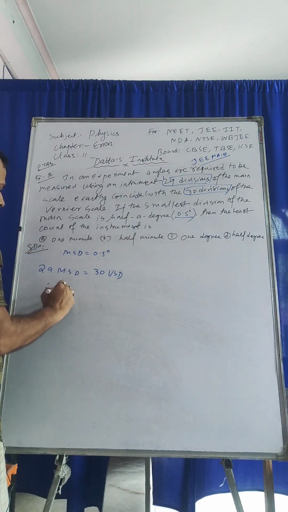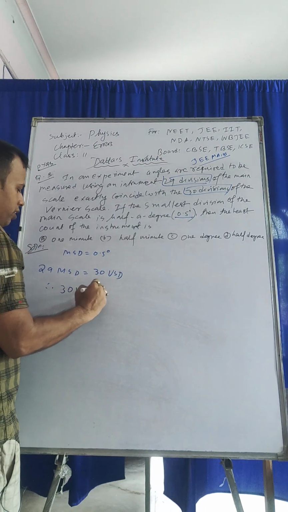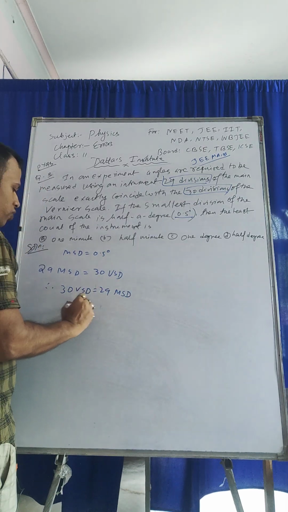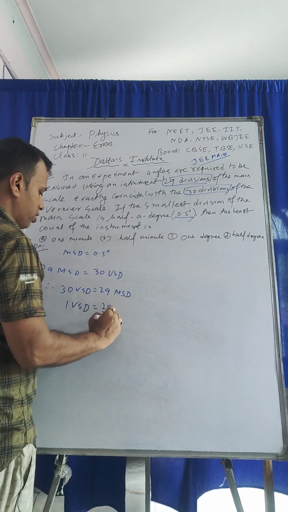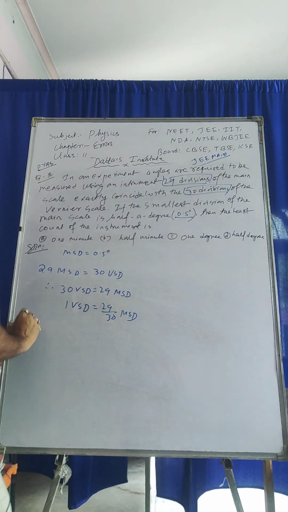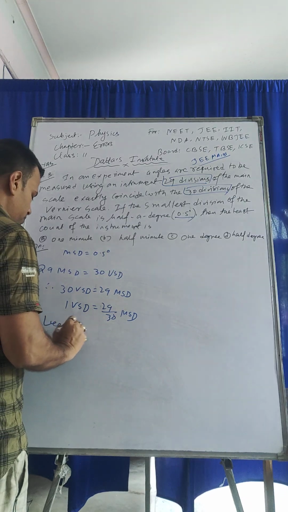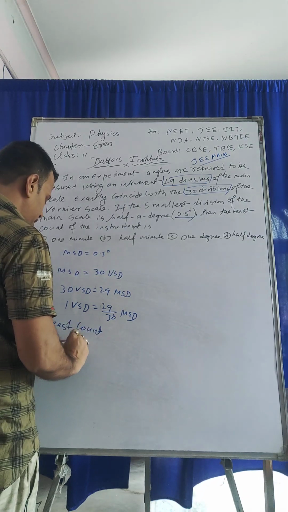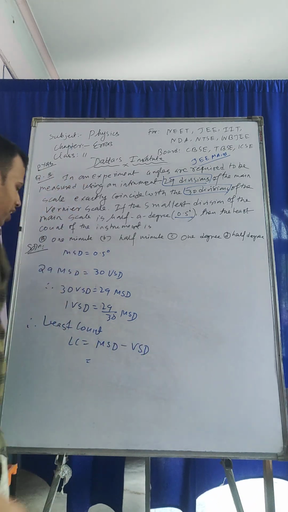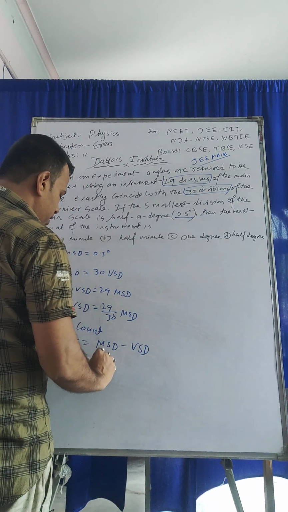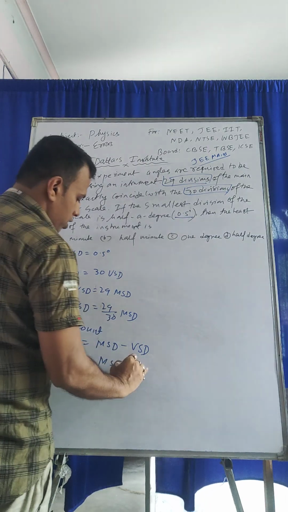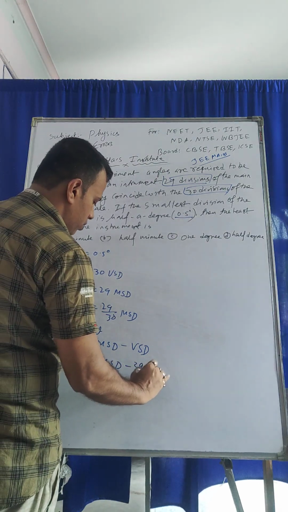So we can write 30 VSD is nothing but 29 MSD, is it not? So 1 VSD is 29 by 30 MSD. Now what is the least count? The formula of least count is LC is equal to MSD minus VSD. MSD is MSD, and VSD we can replace by 29 by 30 MSD.